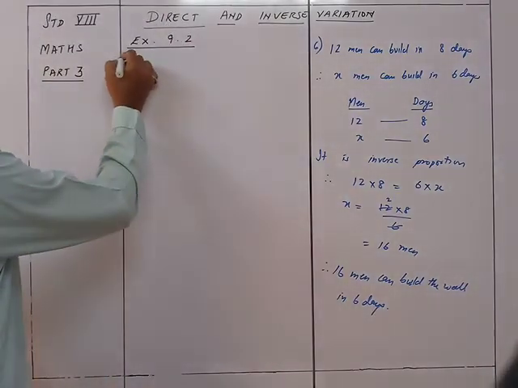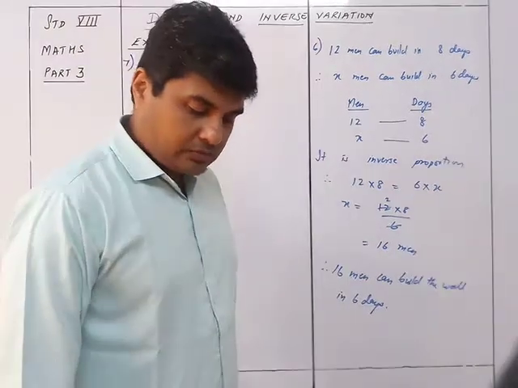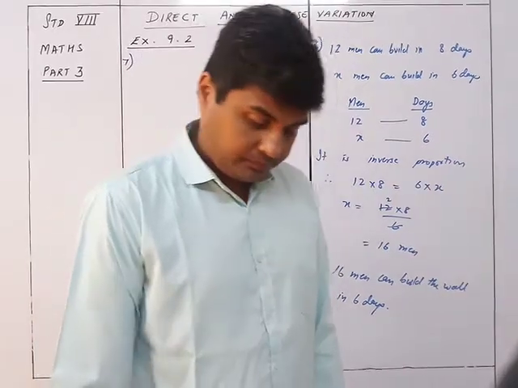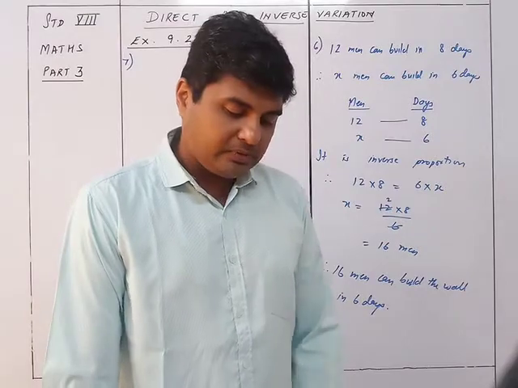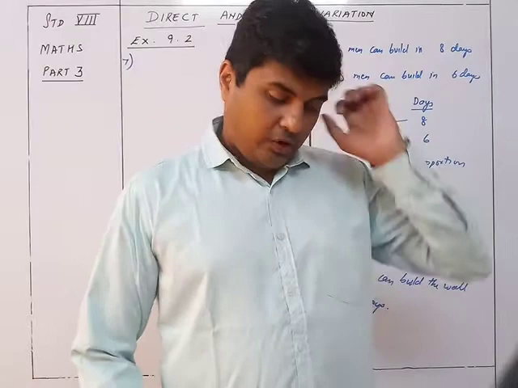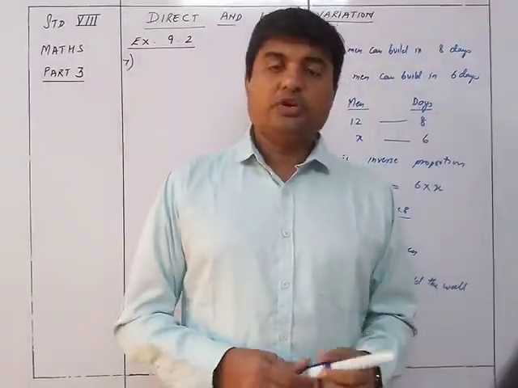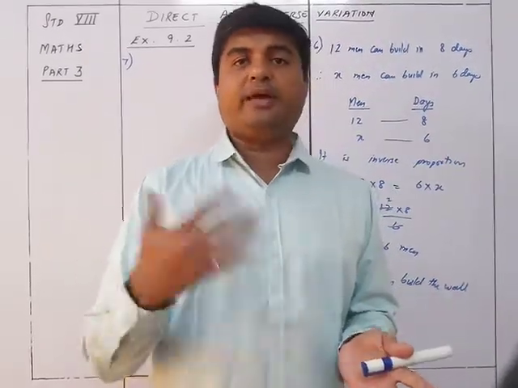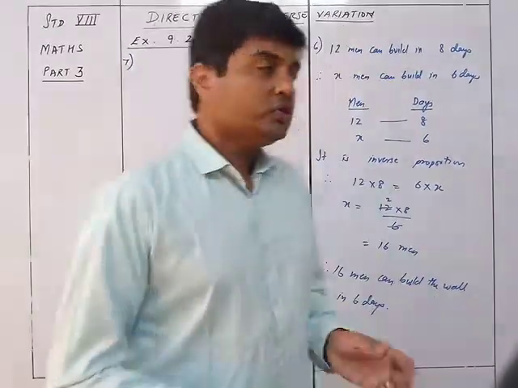Sum number 7. 8 taps through which water flows at the same rate can fill a tank in 27 minutes. If 2 taps go out of order, how long will the remaining taps take to fill the tank? So what we are given is that in 27 minutes, 8 taps can fill a particular tank. So if 2 taps are not working, how many taps are going to work on it? 6 taps. So 6 taps will take how much time? Of course, more than 27, right? So that will be inverse variation. So we'll write the same thing again.